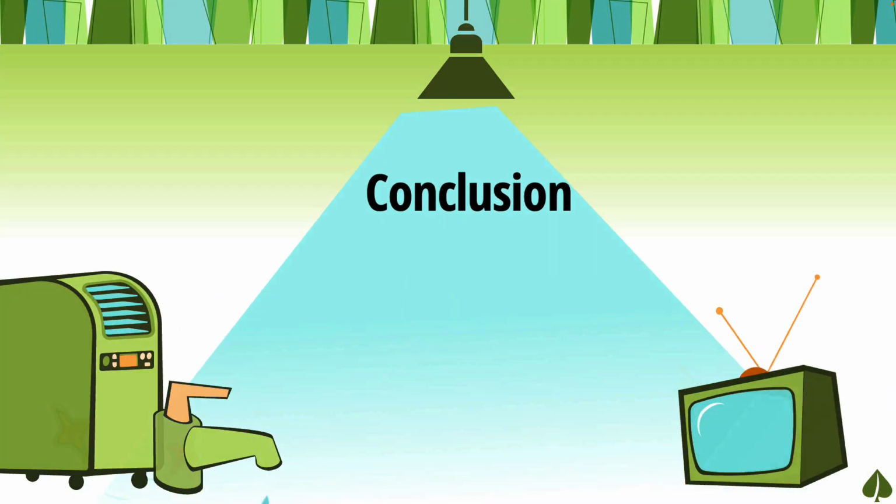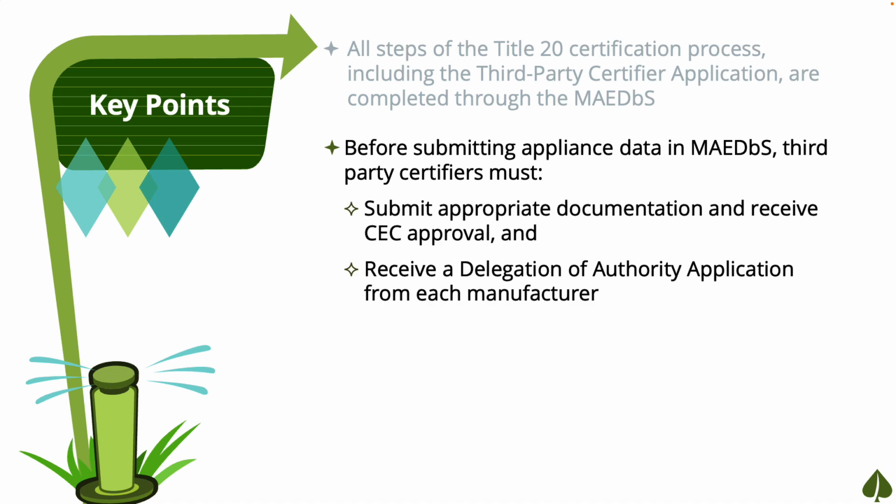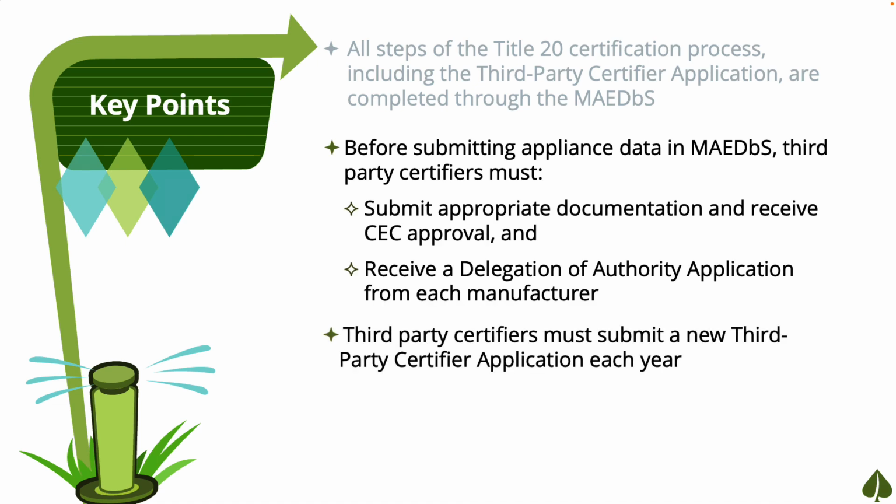In conclusion, before submitting appliance data, third-party certifiers need to create an account on the MAEDbS, submit a third-party certifier application, and have the manufacturers they're working with submit a delegation of authority application to the CEC.